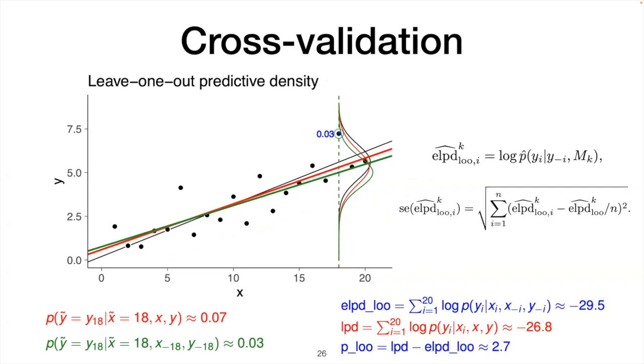The nice thing here is that the ELPD is a summation over n different terms, right? For each data point, you can compute this ELPD leave-one-out quantity. So you can get the standard deviation of the ELPD leave-one-out quantity because it's a summation over n terms. Then you just compute the standard deviation, and you can use this standard deviation in your model comparison.